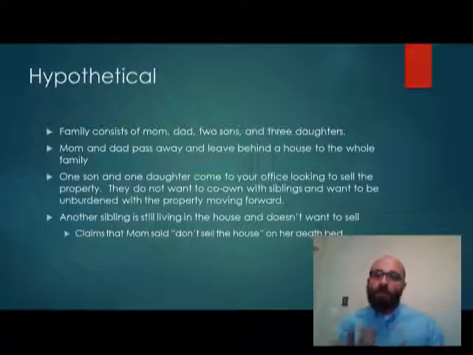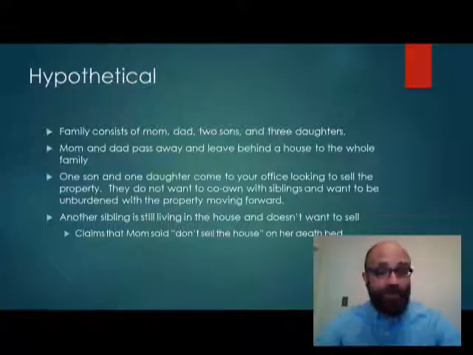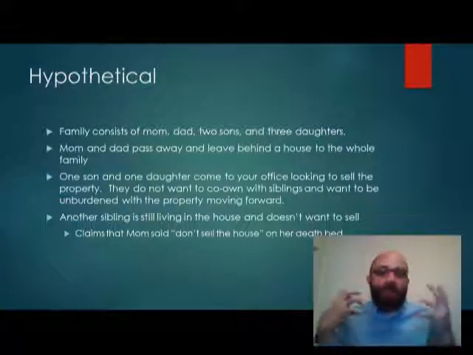Here's a small hypothetical, and I just want to go over each individual rule and how they might help. So you have a mom, dad, two sons, three daughters, right? Family of five. Mom and dad pass away and leave behind a house to the whole family. So they say, congratulations, here is a financial burden that you'll have to worry about. One son and one daughter come to your office looking to sell that property. They do not want to co-own it with the other siblings, and they want to be unburdened by property going forward. Property is a pain in the butt, right?